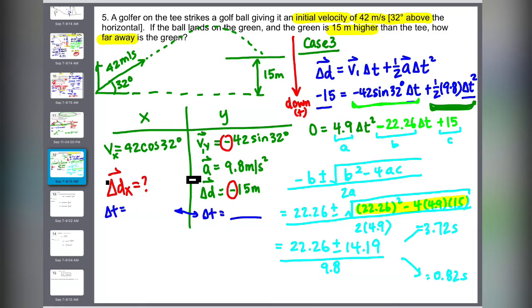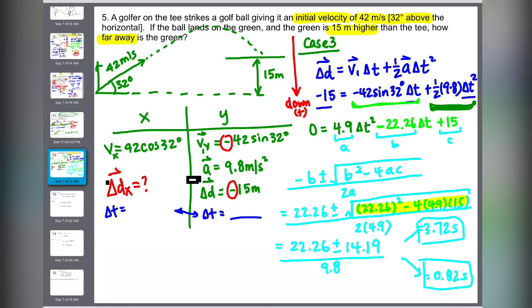Okay, so I got 2 times, and then they're asking you how far away is the green. Question: why do I have 2 times? Or what does the 2 times mean? Think about it. Do you understand when you did that in math? You found the quote-unquote roots in math. That's what we found, right? We find the roots, the zeros of whatever the answer is. What does it mean? Why do you have 2?